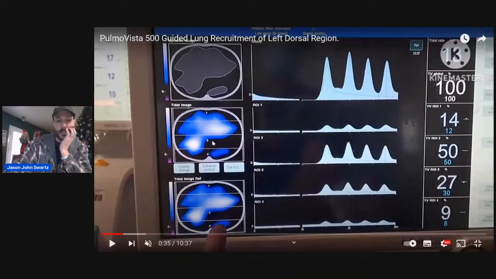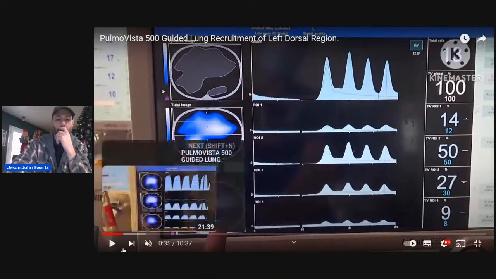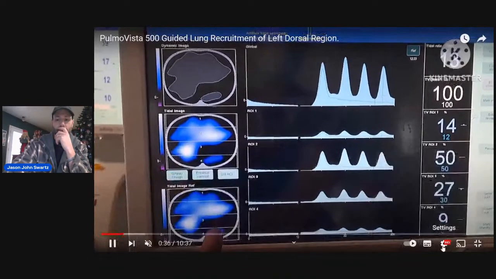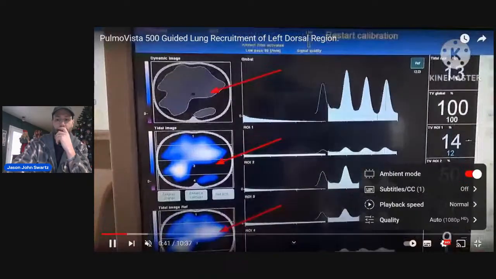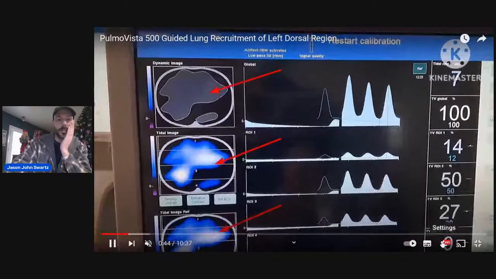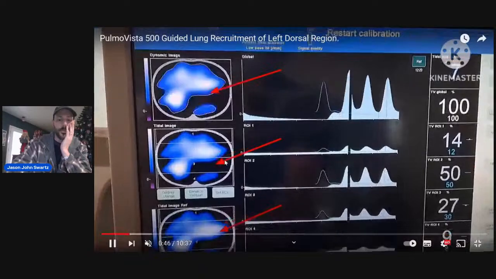Ideally, we would switch this to quadrants. It would be 25, 25, 25. So we see that once we press a reference, the image gets locked down here. And then this will be a dynamic image, and this will be the title image, always showing the last image. There you go. You see this region I'm pointing out is abnormal.